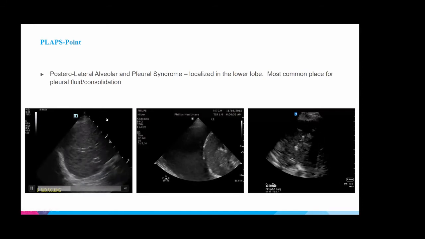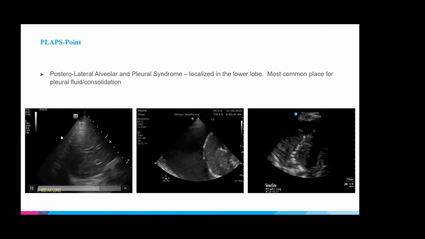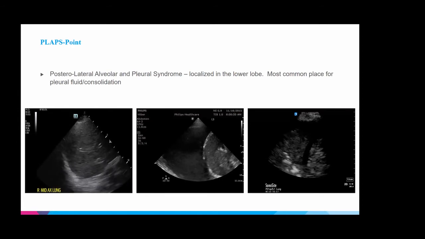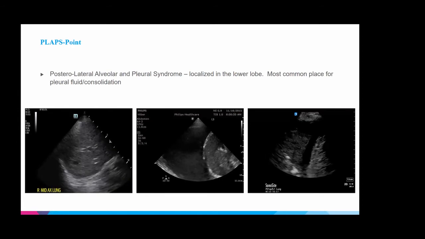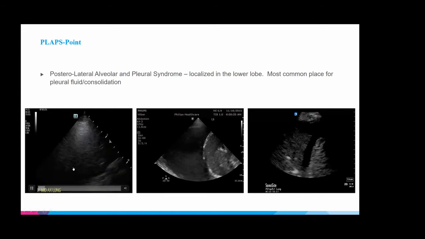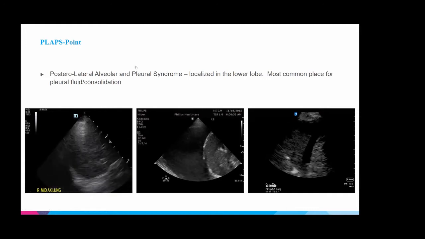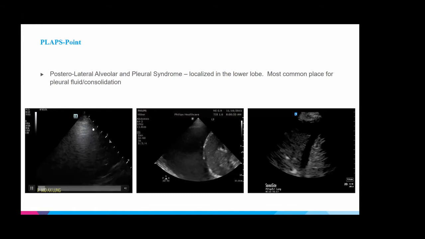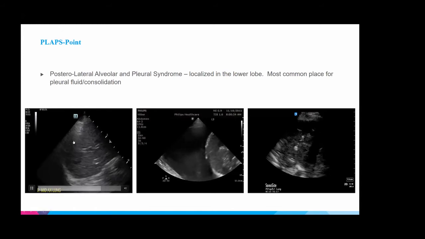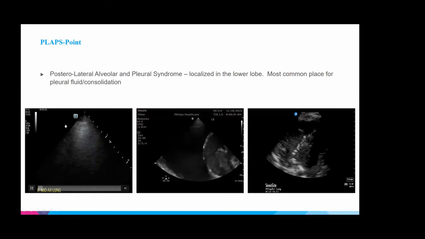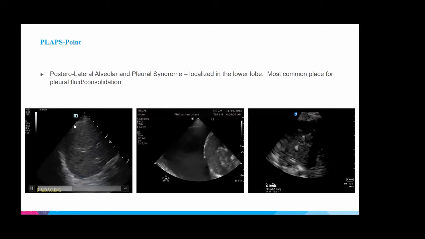And so this is sort of just a spectrum of what you might find when looking at the PLAPS point. If people want to comment, what are we seeing here on the left? What is this finding called? Curtain sign. Excellent. Yeah, so that's going to be your classic curtain sign, right? And you can even appreciate whether there's B-lines or A-lines when the lung's sliding in, but in this case, it's a nice normal curtain sign.